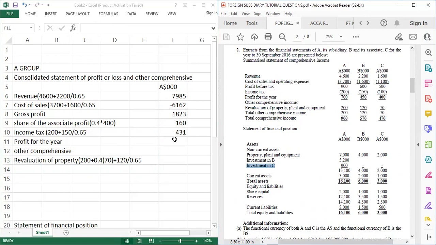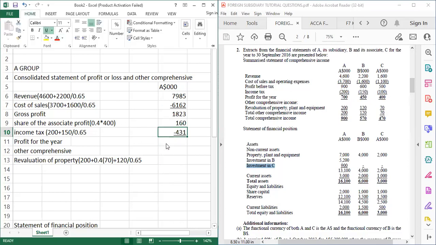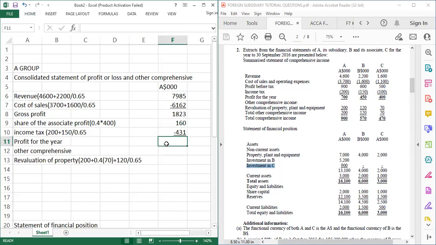So what will be our profit for the year now? 1392. Without the associate profit, should I add it? Yeah, add the associate profit. It's an income to the parent. 1552. This is the profit for the year, isn't it?